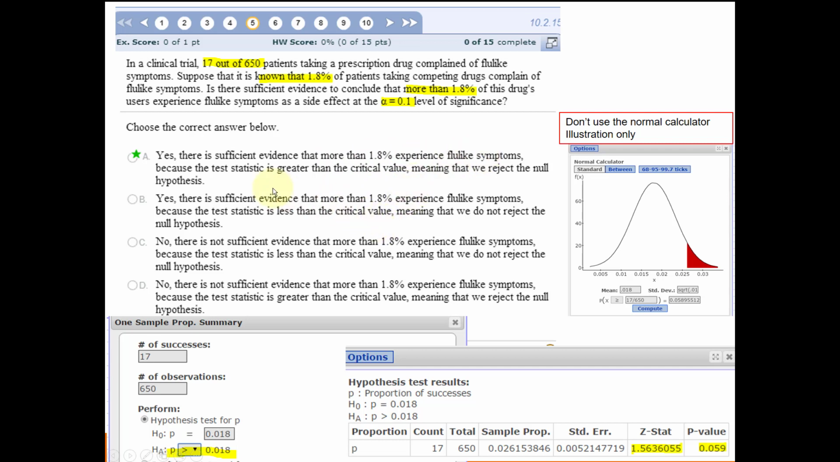But let's talk about why the test statistic is obviously greater than the critical value. Whenever you have a right-tailed test and you're going to reject the null hypothesis, that means your test statistic, your p-hat, ended up further to the right than the critical value. That's how I would do it.